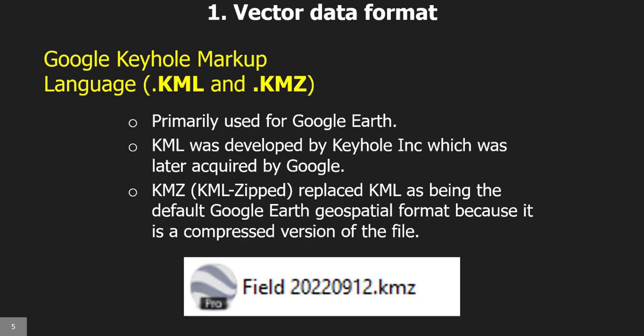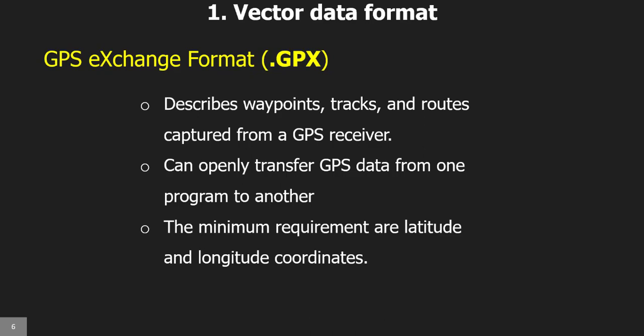Google Keyhole Markup Language has extension KML and KMZ. It is primarily used for Google Earth. KML was developed by Keyhole Inc., which was later acquired by Google. KMZ, KML zipped, replaced KML as being the default Google Earth geospatial format because it is a compressed version of the file.